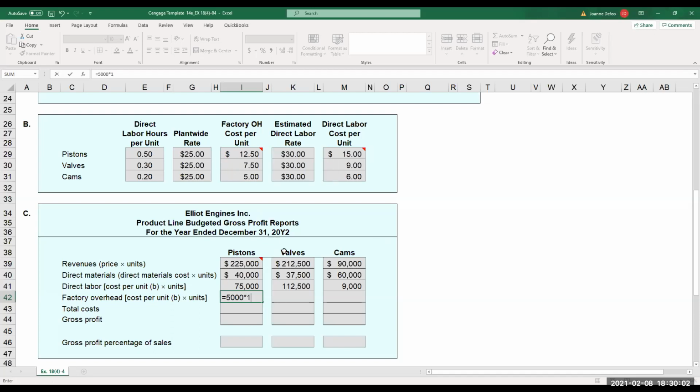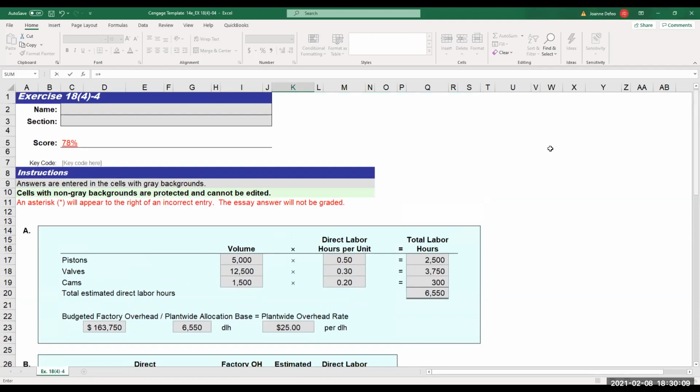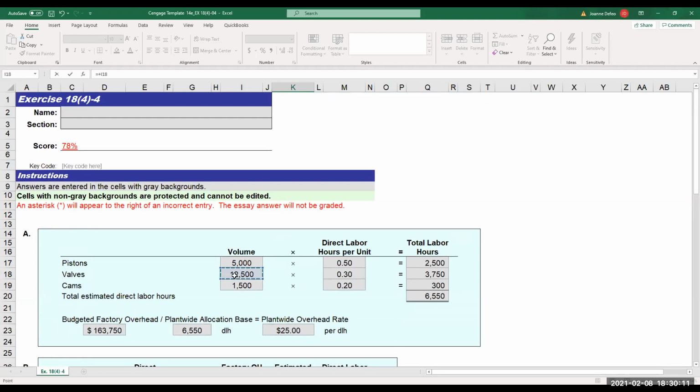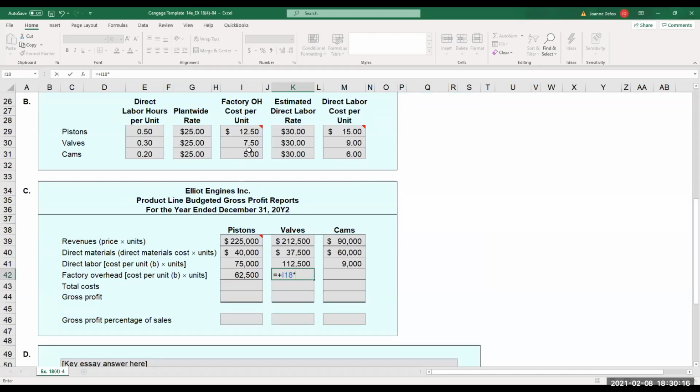1250. Yeah, exactly. And here, equal plus, how many units? It's up here. 12,500 times 750. Yep. And then finally, equal plus 1,500 units times? Five. How do I know? Because this is factory overhead cost per unit, and this is factory overhead cost per unit.